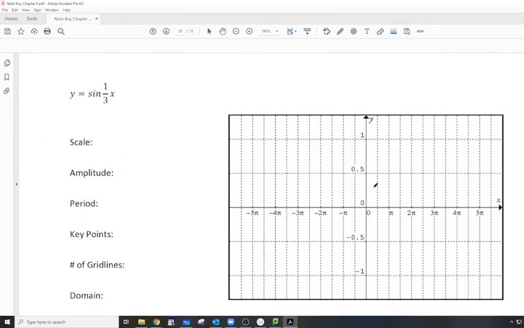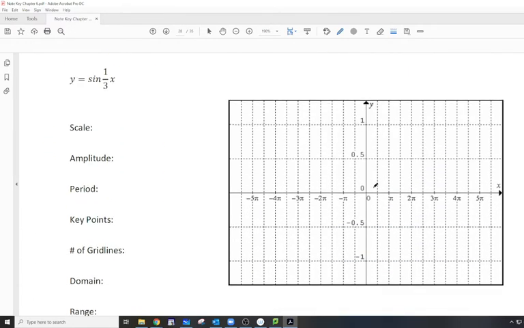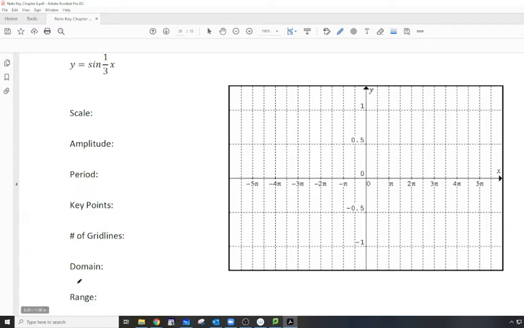Okay, the next thing I want you to do is y equals sine of a third x. So see if you can fill out all this information before starting the graph. If you get stuck, don't worry, you can always unpause. I'm going to go through this first and then I'm going to put it on the grid. But see if you can figure out as much as you can over here.